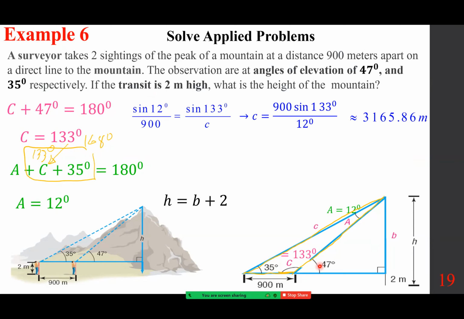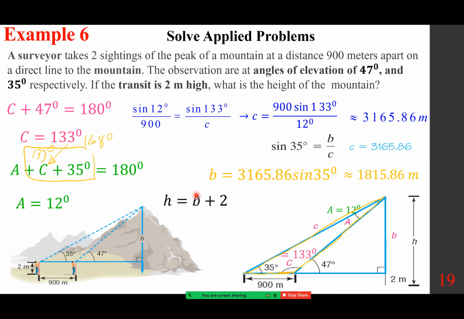Now in this triangle, as I was mentioning, sine of 35 is b over c, where c we found it to be this number. So b is the product of these two numbers, which means 3165.86 times sine of 35 degrees. Using a calculator, we have 1815.86 meters. Plug it in here.